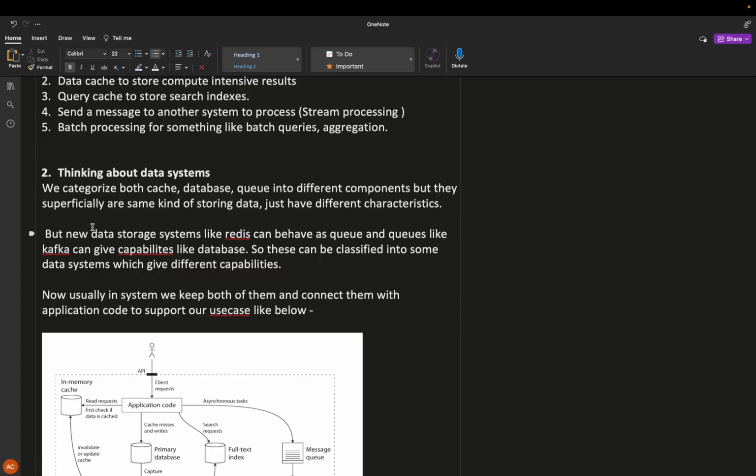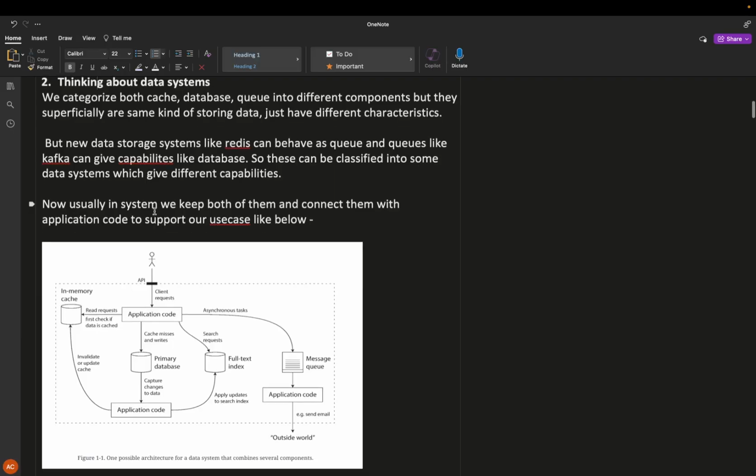But new data storage systems like Redis, which is actually a cache or data store, can behave as a queue, and queues like Kafka can behave as a database. So these systems are now converging, going in a single direction. How they are able to support both characteristics is about how they are designed as data systems. Now usually in a system we keep both of them.